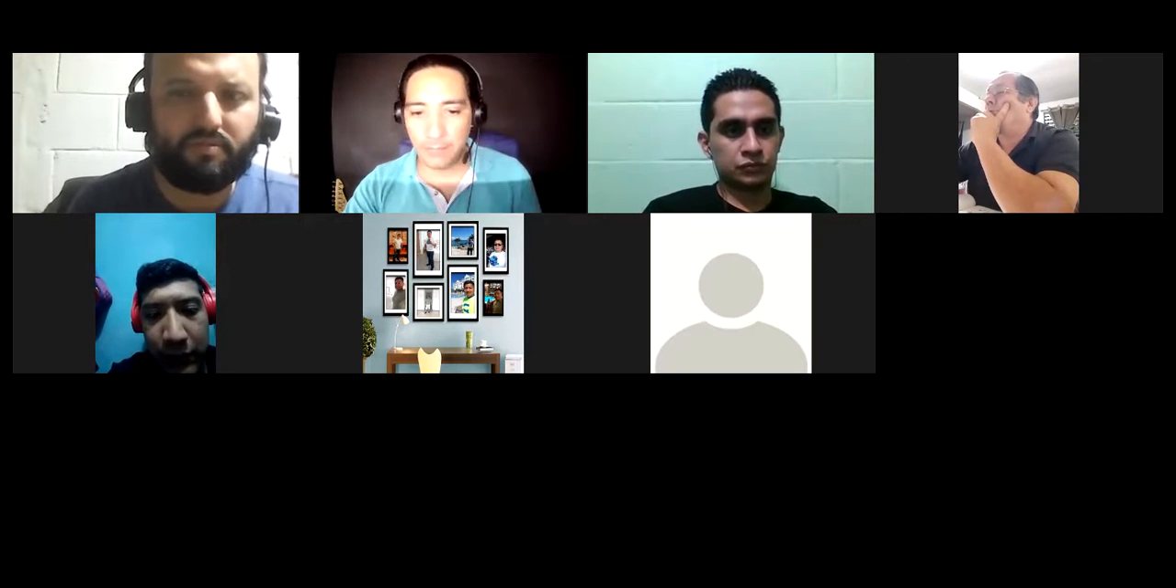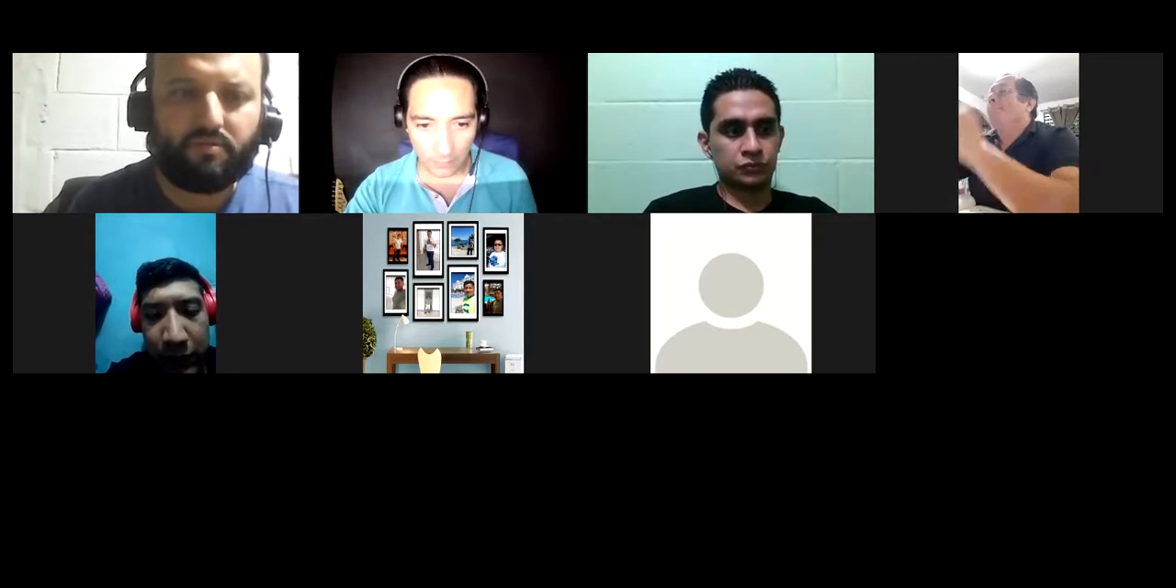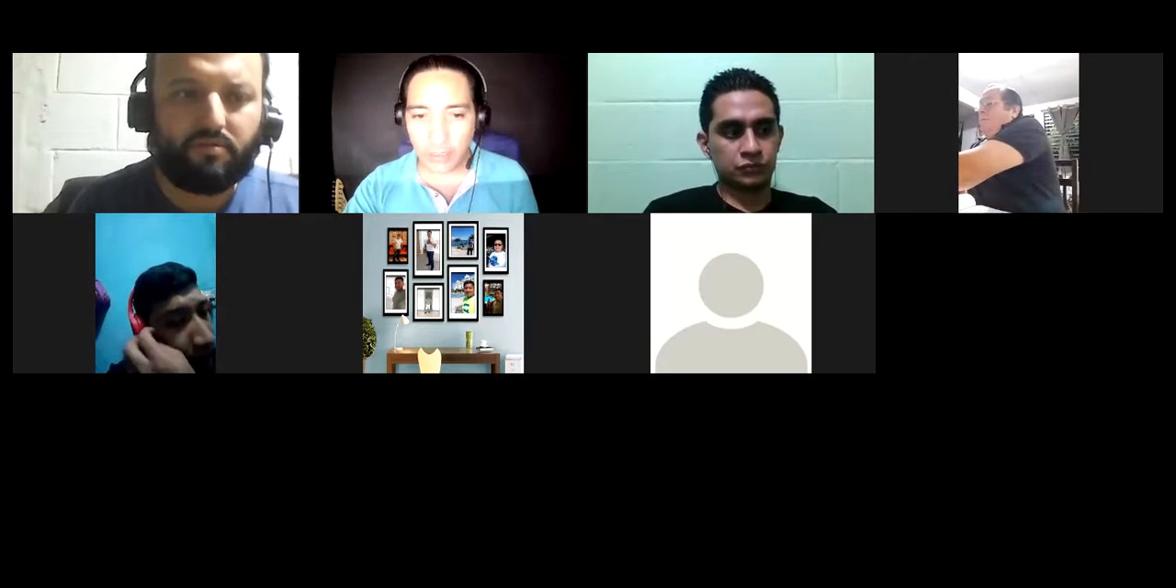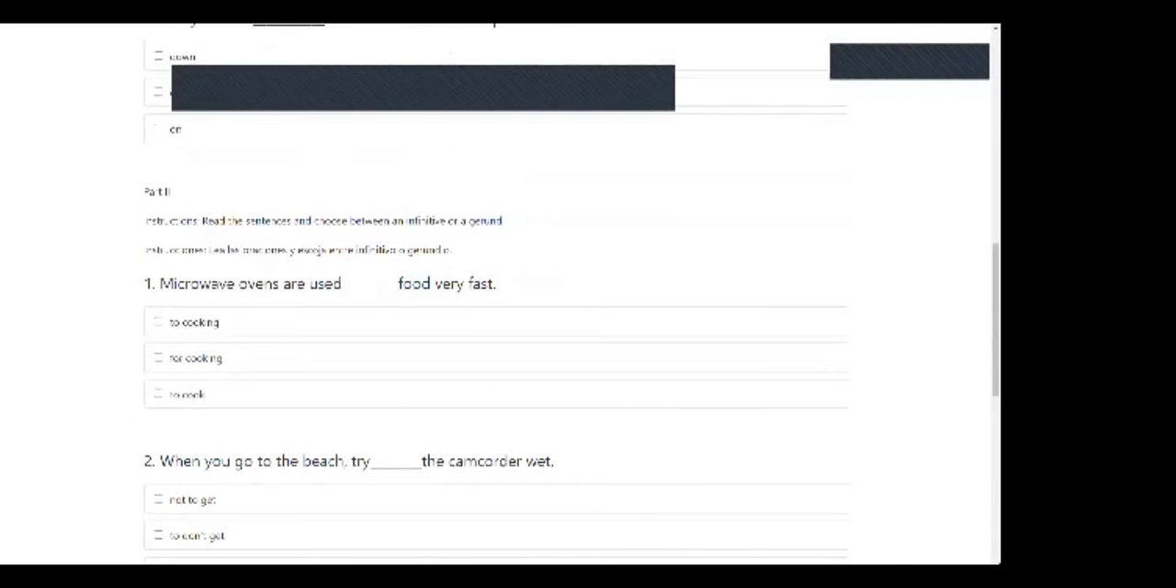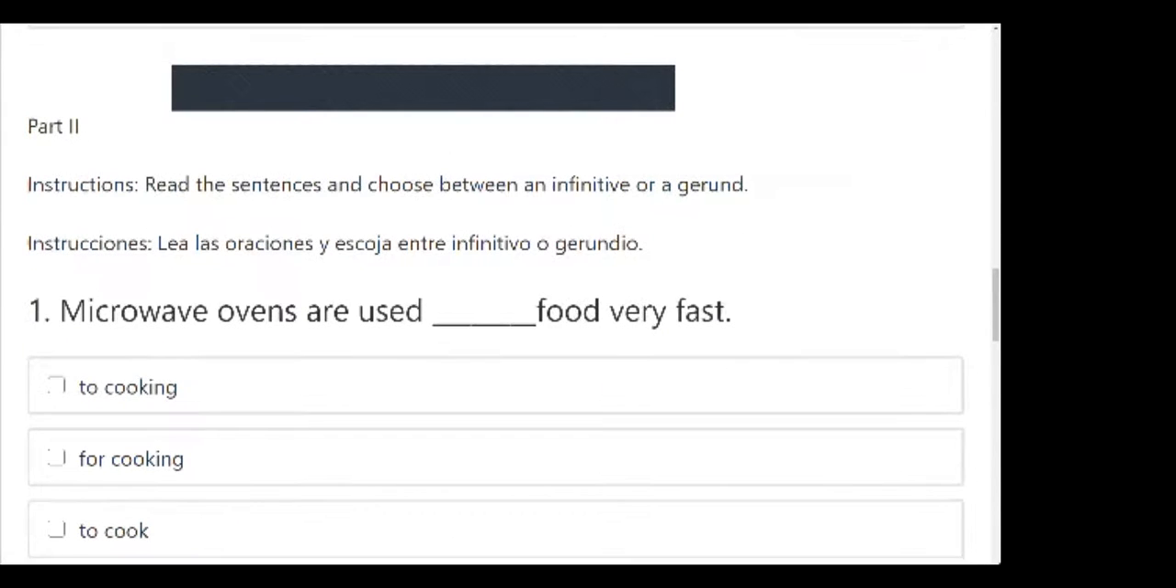Okay, I got it. Let's go. So that was the first part of your midterm, it's all phrasal verbs. And then we have a second part. Read the sentences and choose between an infinitive or gerund. Easy.